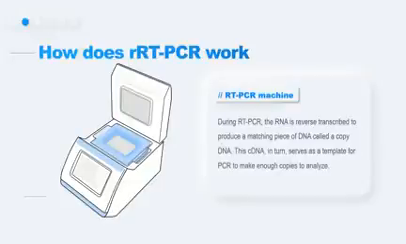RT-PCR machine. During RT-PCR, the RNA is reverse transcribed to produce matching pieces of DNA called copy DNA. This copy DNA, in turn, serves as a template for PCR to make enough copies to analyze. A standard real-time RT-PCR set time usually goes through 35 cycles, which means that by the end of the process, around 35 billion new copies of the sections of viral DNA are created from each strand of the virus present in the sample.